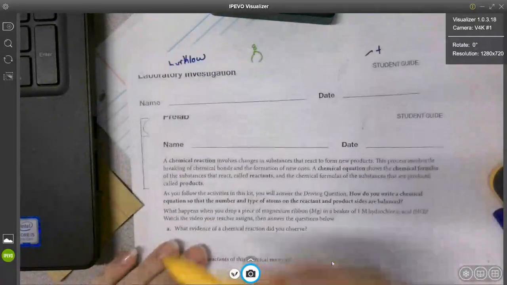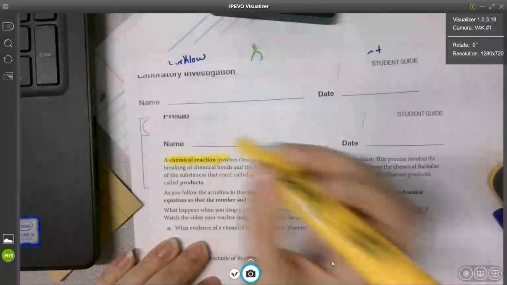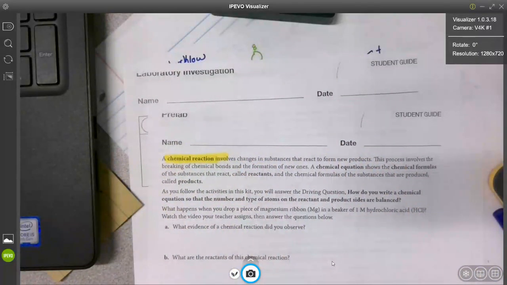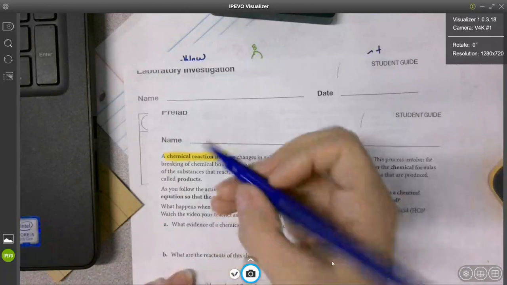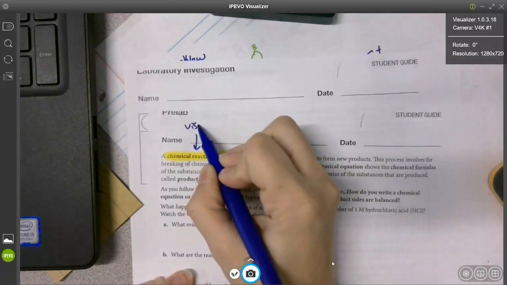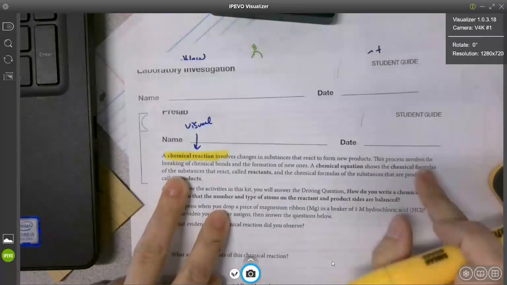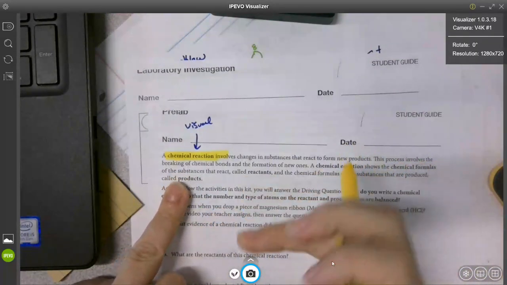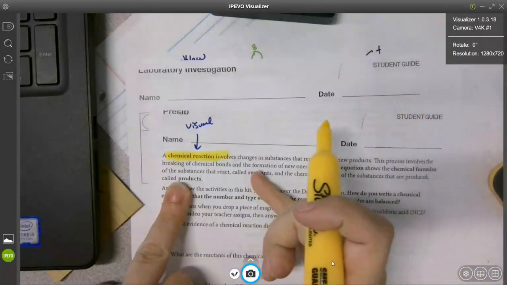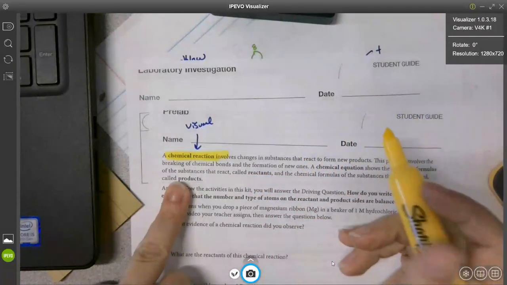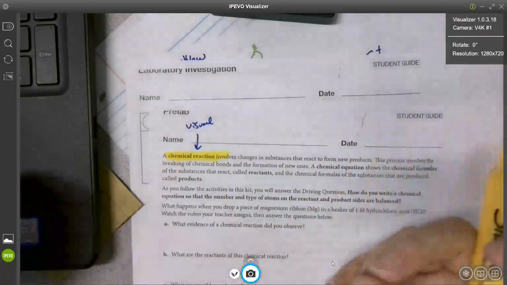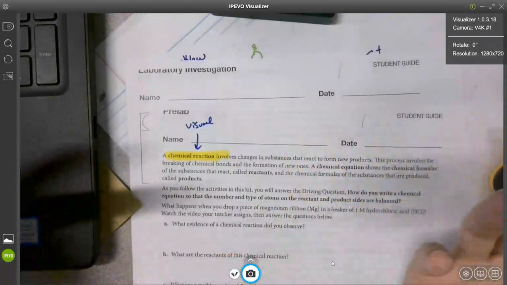So, a chemical reaction will involve changes in substances that react to form new products. So, a chemical reaction is something that will be visual. So, it's something that you will see. It's visual. This process involves breaking of chemical bonds and the formation of new ones. So meaning it's going to take something apart, it's going to reform with something new.